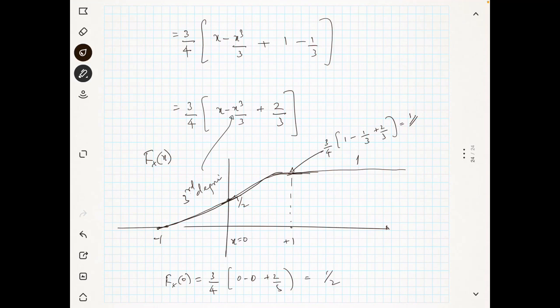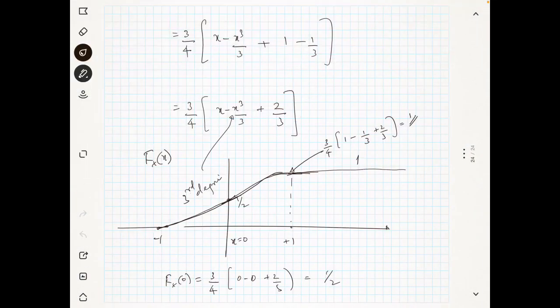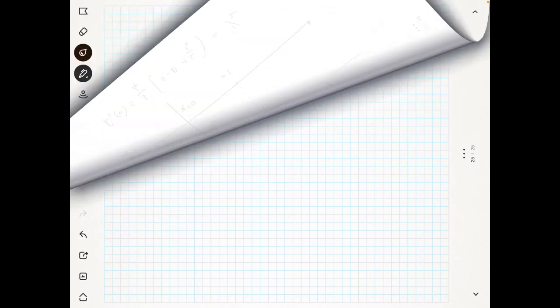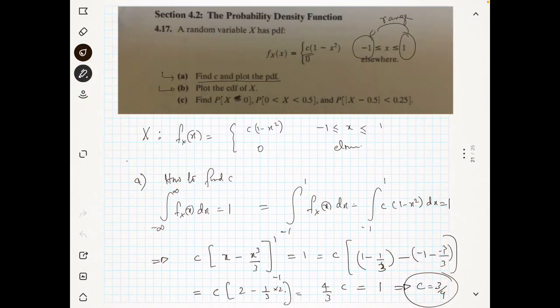Now this is the solution for part B. Okay, so I hope this part is clear to you. Next we will see what is part C. Part C contains a lot of things: the probability that x is less than or equal to 0, the probability that x is between 0 and minus 5, and the third probability as shown here.